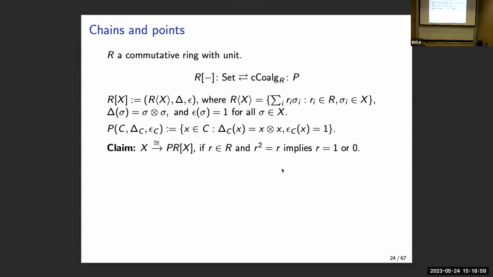And the claim is that this functor is full and faithful. In other words, I can recover X up to isomorphism completely from this co-commutative coalgebra, with some hypothesis on R, namely that the ring does not contain any non-trivial idempotent. That's an exercise.